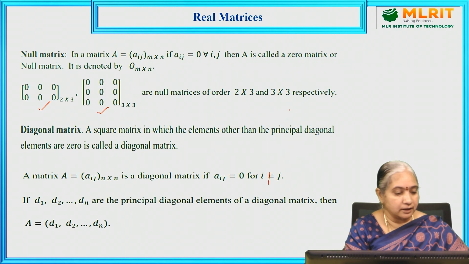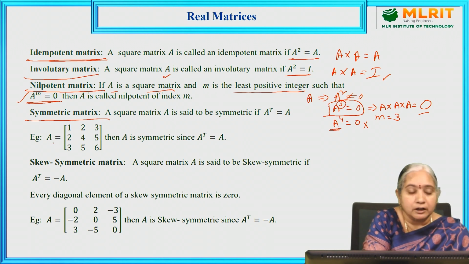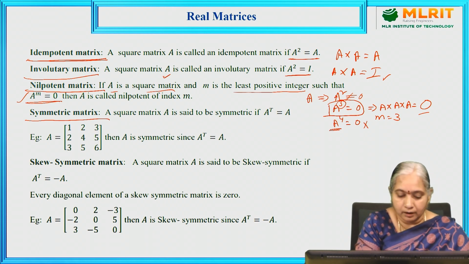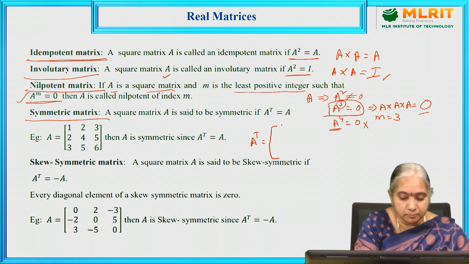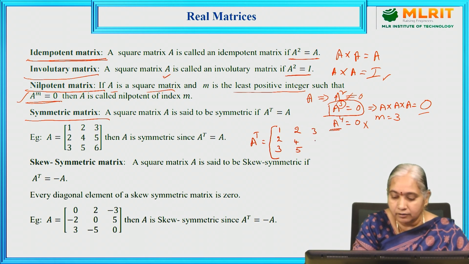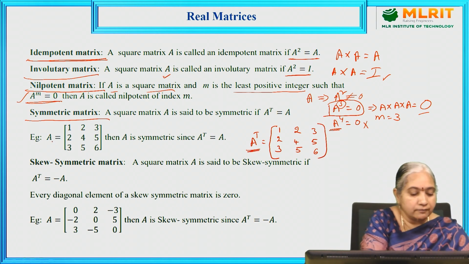Now consider an example of a symmetric matrix. Take this example, A equal to 1, 2, 3, 2, 4, 5, 3, 5, 6. Now find A transpose. First row as first column in A transpose: 1, 2, 3. Second row 2, 4, 5, second column. Third row transposed to third column: 3, 5, 6. So this is the transpose of the given matrix A.